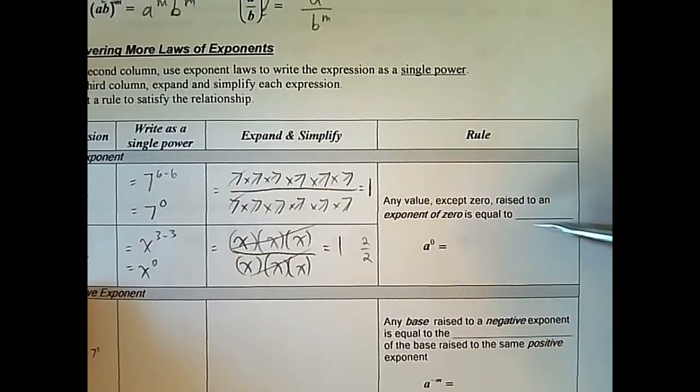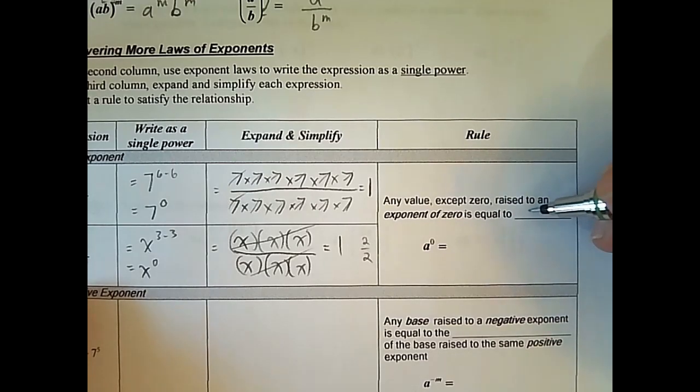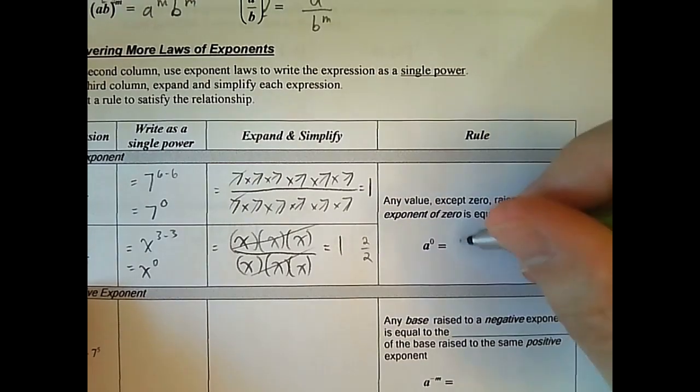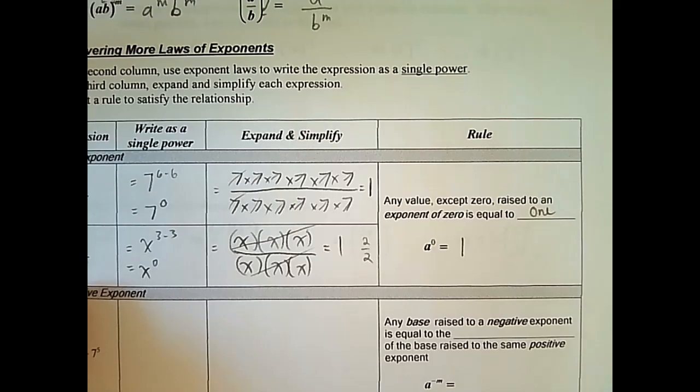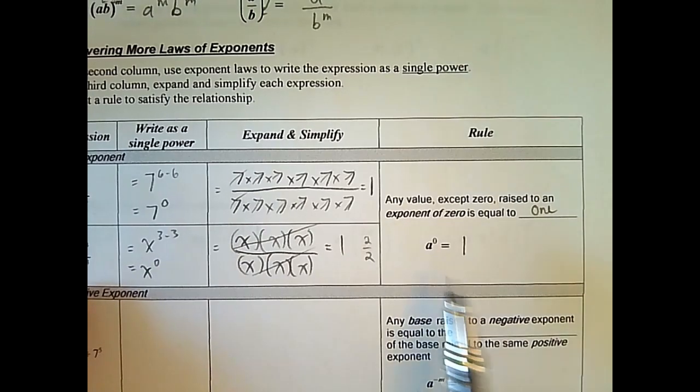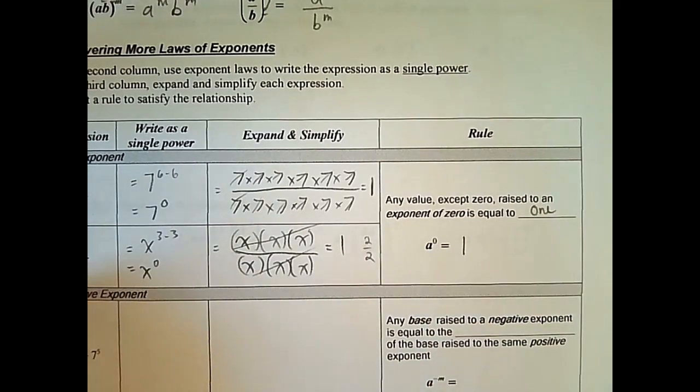So anything with an exponent of 0 is equal to 1. Doesn't matter if it's a letter or a number. Anything to the power of 0 is going to equal 1.